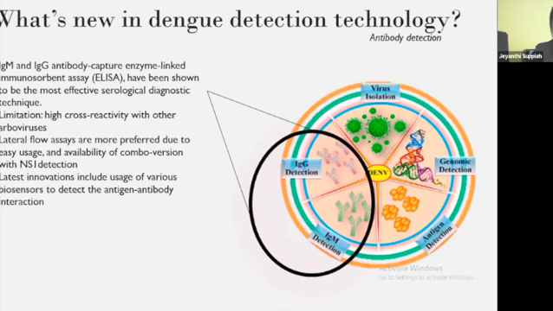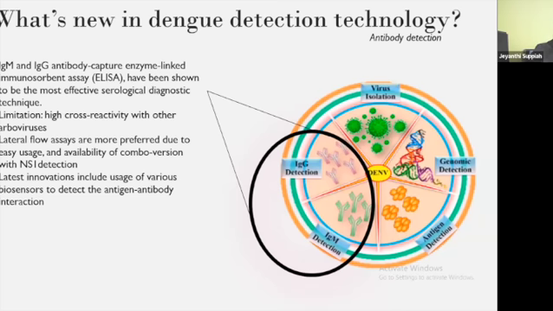Okay, what about the antibody detection? So ELISA remains one of the most effective serological diagnostic techniques to detect and capture the IgG and IgM particularly. It is quite useful, but the limitation is high cross-reactivity with other arboviruses because basically the flaviviruses share similar structure, antibody structure, IgG, IgM. So cross-reactivity is highly evident. So lateral flow assays are more preferred due to early usage and availability of combo version with NS1 detection.